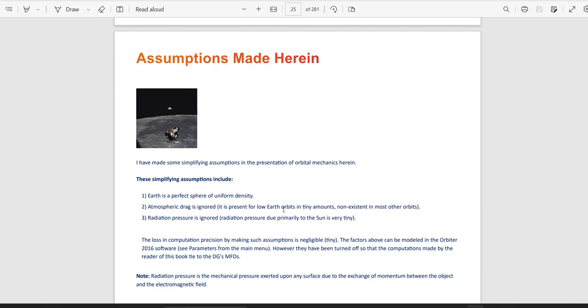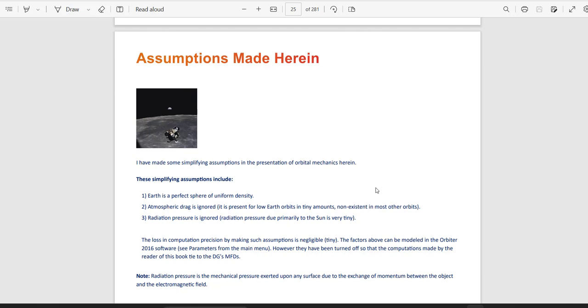Atmospheric drag is ignored. It is present for low Earth orbits in tiny amounts, non-existent in most other orbits. Radiation pressure is ignored. Radiation pressure due primarily to the sun is very tiny. The loss in computation precision by making such assumptions is negligible. The factors above can be modeled in the Orbiter 2016 software.